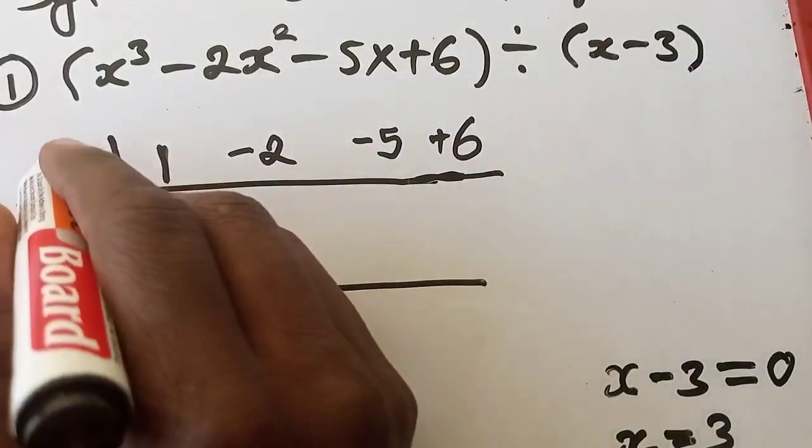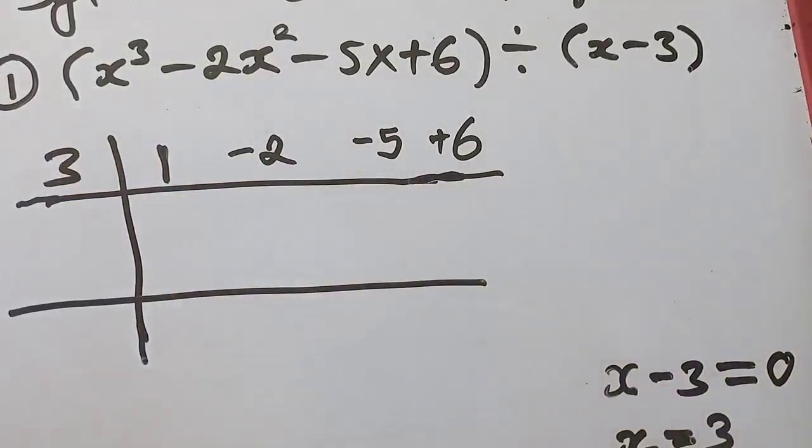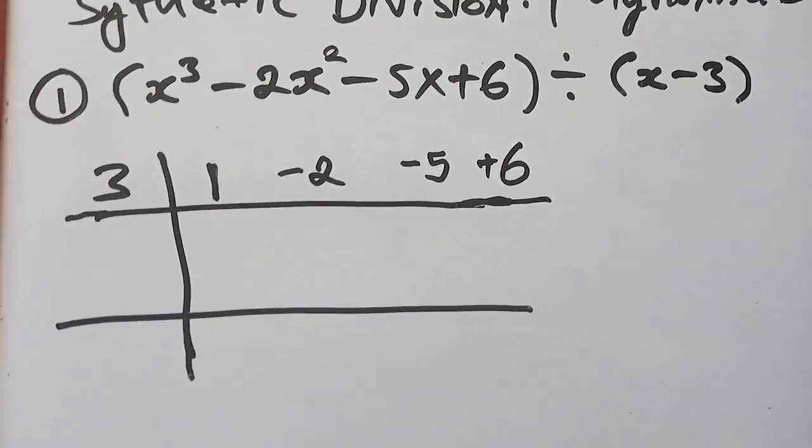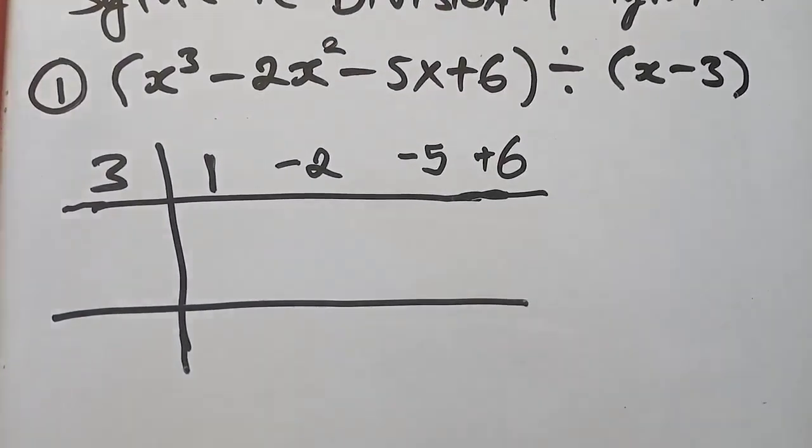The value of x is positive 3, like that. As simple as that. So it is the simplest method. I want you to pay attention and learn with me.